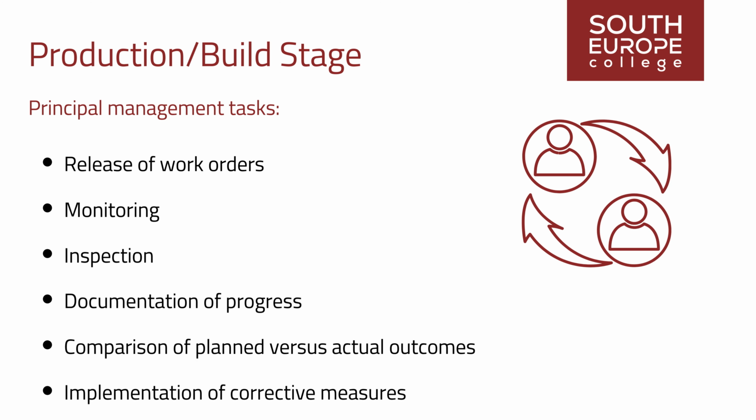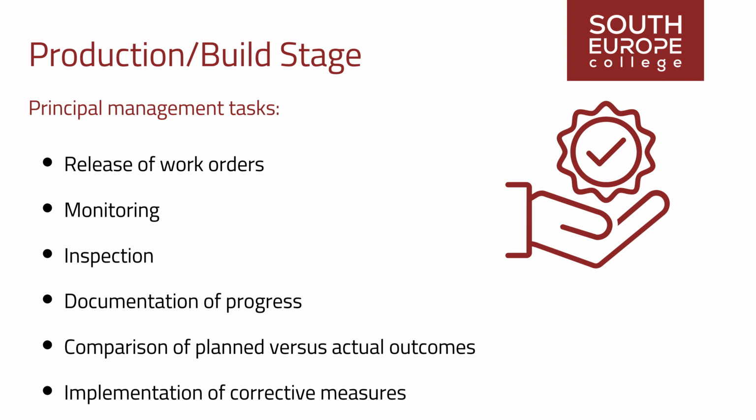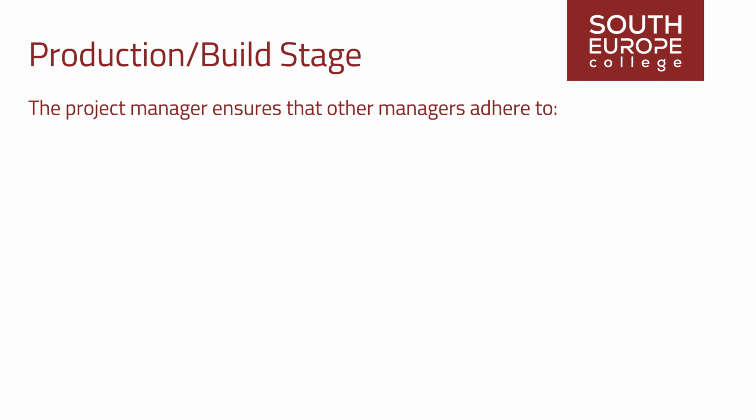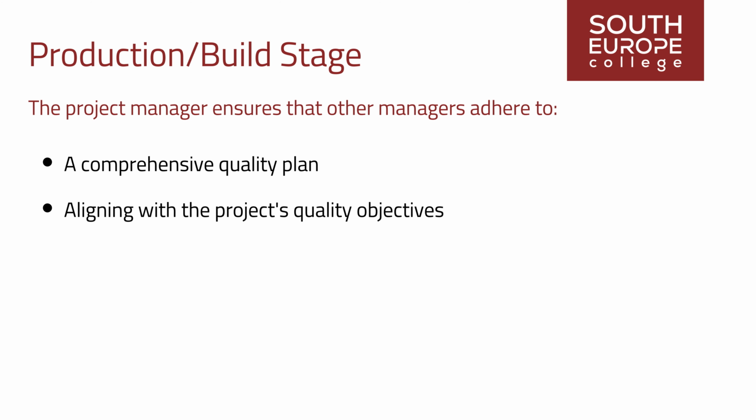In the realm of system fabrication, an unwavering focus on work quality prevails. While the direct responsibility for quality control of components and fabrication does not lie with the project manager, she bears the ultimate responsibility for the quality of the final system. Thus, it becomes imperative for the project manager to ensure that other managers involved in the production build stage adhere to a comprehensive quality plan, aligning with the project's quality objectives.